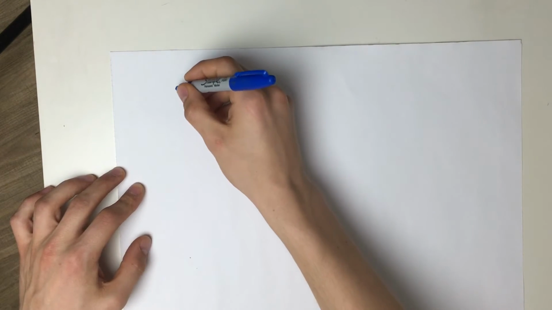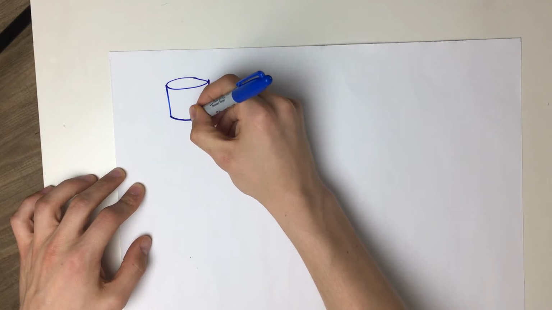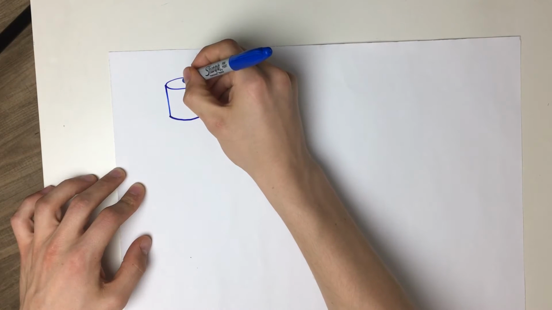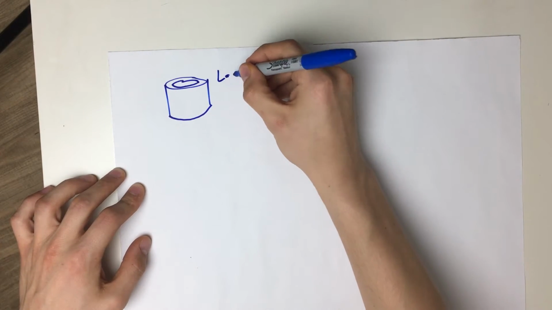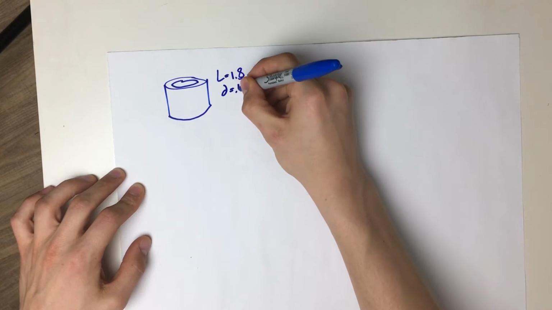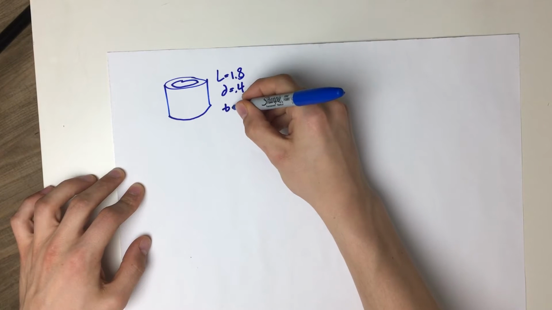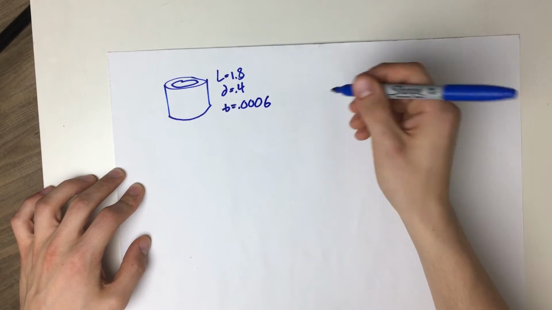Alrighty, so we just sized a spacecraft for stiffness. Now we're going to do the same thing for strength. So let me draw another one. There's a satellite. And this one has L equals 1.8 meters, diameter 0.4 meters, thickness, all in meters, of course.